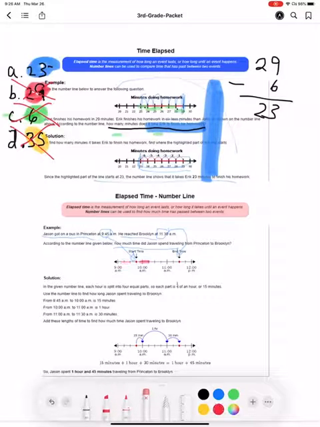Well, that tells us something. We need to think how much. Let's skip a little bit and look down here. In the given number line, each hour is split into 4 equal parts. So each part is 1/4 of an hour, or 15 minutes. Use the number line to find how long Jason spent traveling to Brooklyn.